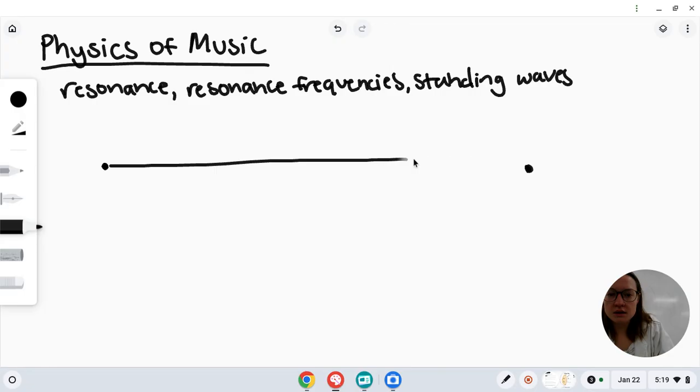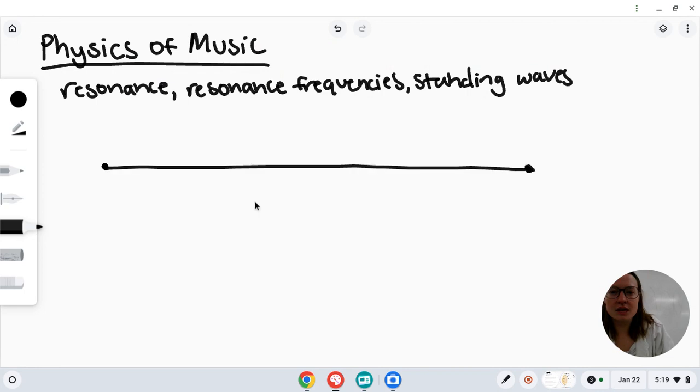Oh, wow, that was not straight. Let's try again. That was resting at its equilibrium position between this point here where it's tied down and this point here where it's tied down.